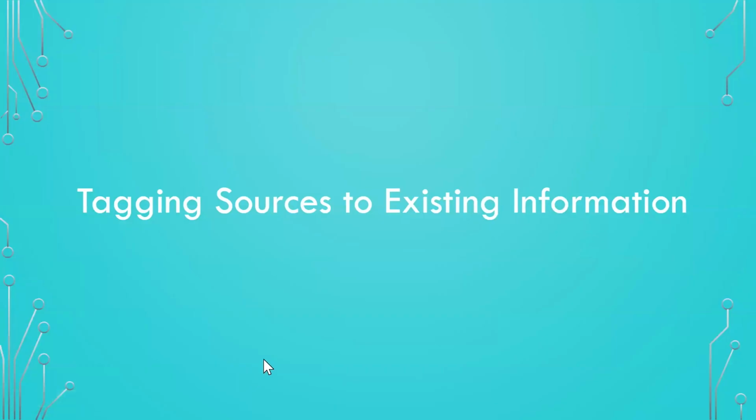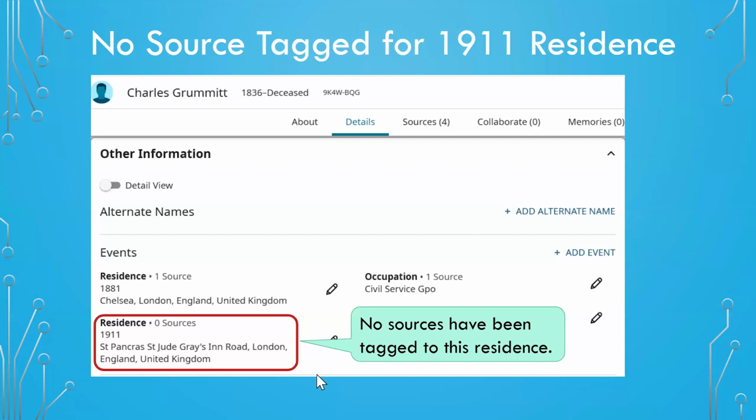Okay, the last method of tagging sources is to tag to existing information. Let's walk through an example of that. I'm on the profile page for Charles Grummett, and I think he's the dad of the other guy we were just looking at. I have scrolled down to other information, and I see a residence with a date of 1911. I'm pretty sure this is from the 1911 census.